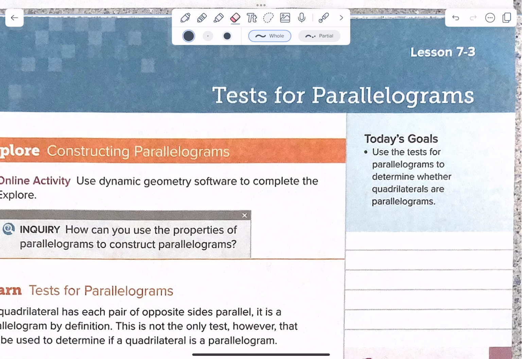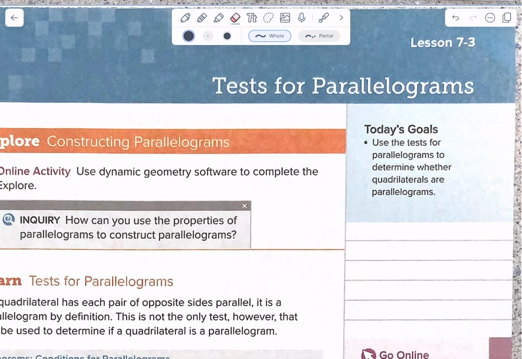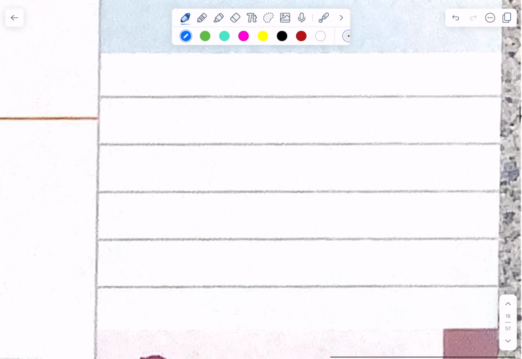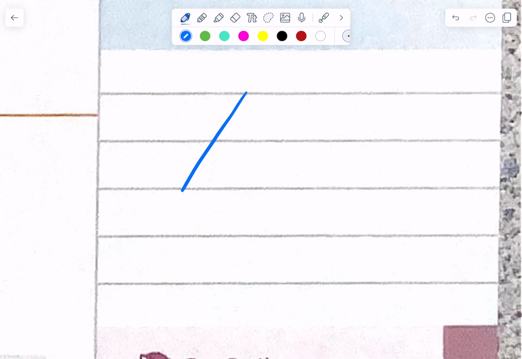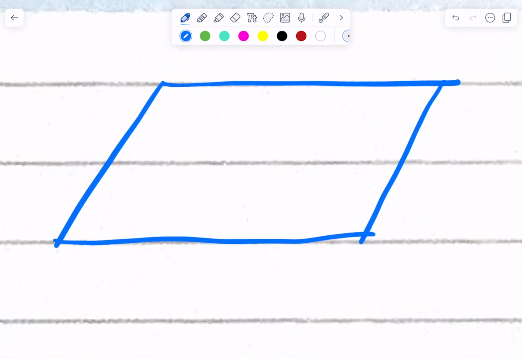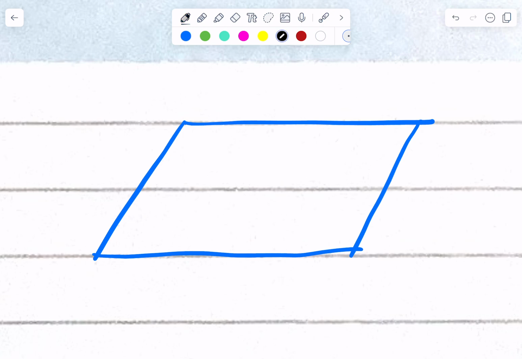So tests for parallelograms. Here we go. A lot of the same stuff as what we did in section 7.2, but here's the deal. They're going to try to do some stuff to you, and they're going to ask you some questions like this, okay? Let's say they give me this shape, and they mark it like this and like this, okay? And that's all they do. They just mark it like that, and that's it, right? Okay, what do we know from that? What does that tell us? The top and bottom are the same length, are not necessarily parallel, okay?